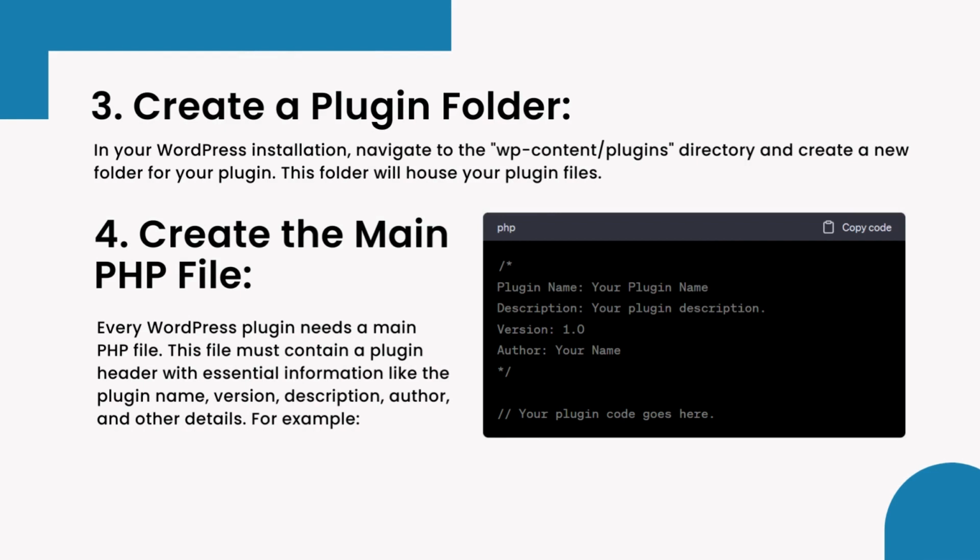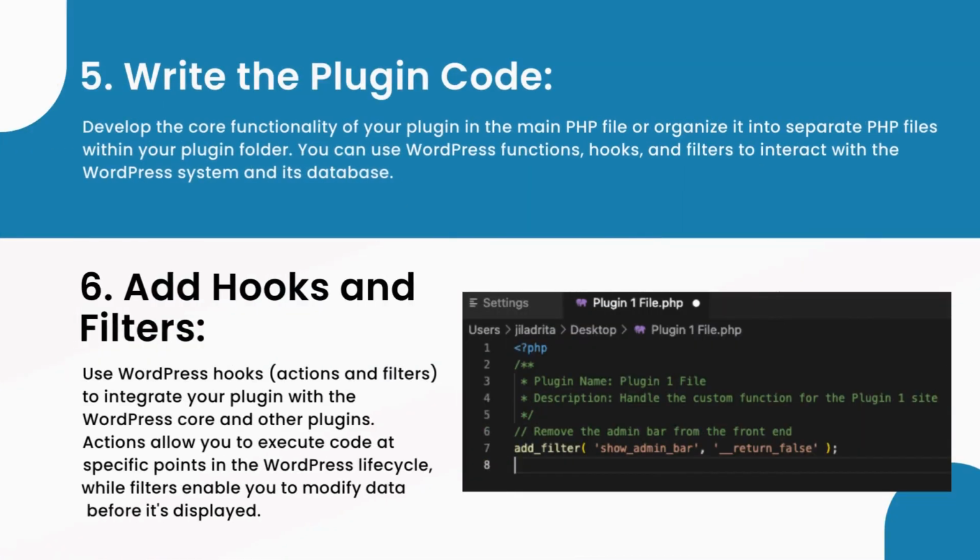4. Create the main PHP file. Every WordPress plugin needs a main PHP file. This file must contain a plugin header with essential information like the plugin name, version, description, author, and other details. For example, 5. Write the plugin code.